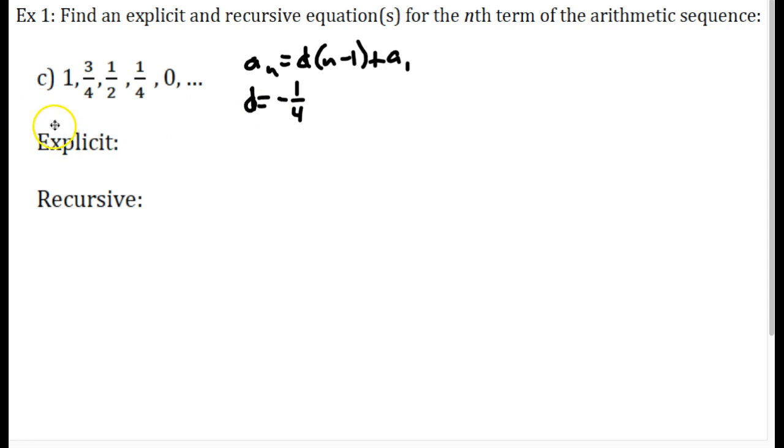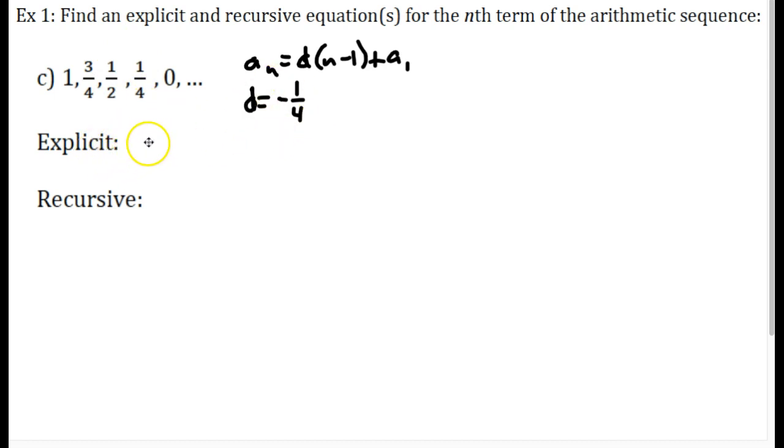Now, if you can't see that right off the bat, the easiest way to calculate it is take a term and then subtract the term before it. So if I do 3/4 minus 1, I get negative 1/4. If I do 1/2 minus 3/4, I get negative 1/4. If I do 1/4 minus 1/2, I get negative 1/4. Okay, so that tells me the number that I'm adding every time by going backwards. Right, I'm taking a term and subtracting the one before it to figure out what I should add to this term to get this term.